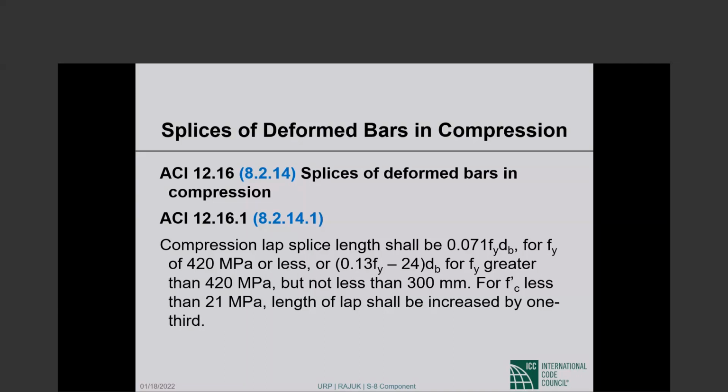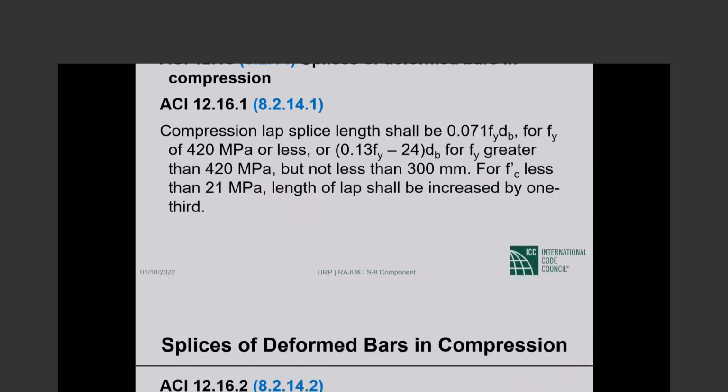Okay, so compression lap splice length and expression is given. It's a function of, so it is so many bar diameters. These so many bar diameters is a function of the yield strength of the reinforcement, and the minimum compression lap length is 300 millimeters. And very importantly, for f_c' less than 21 MPa, length of lap shall be increased by 1/3.